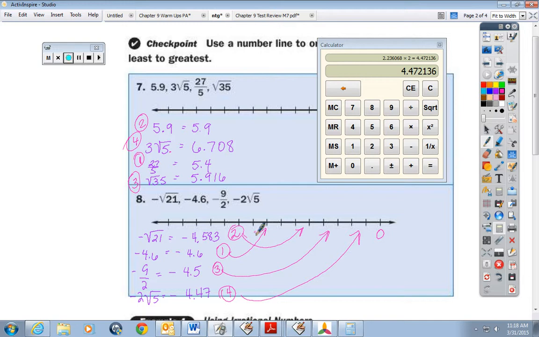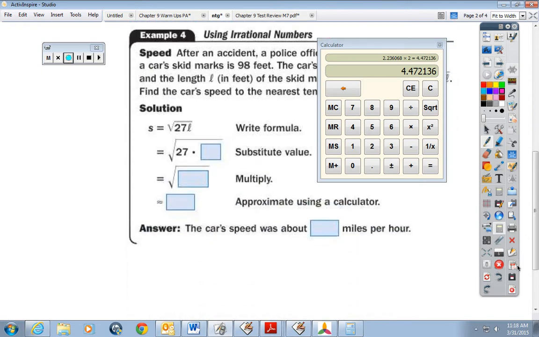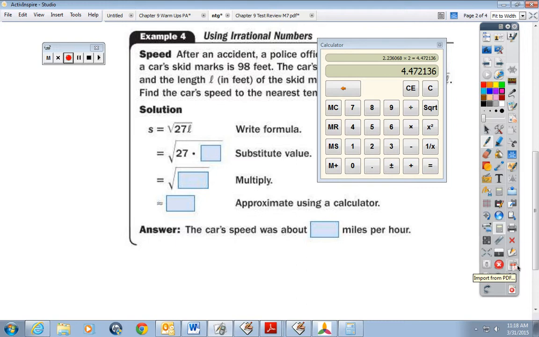Now the last example is just application. It's just using a formula. The formula that they give us has 3 pieces. It's got an S, and it's got equals, and then the square root of 27 times L. So in the problem, they're either going to give us the value for S, or they're going to give us the value for L, and we're going to have to solve the equation. If we read the problem, it says after an accident, and this is actually true, a police officer finds that the length of a car's skid marks are 98 feet.